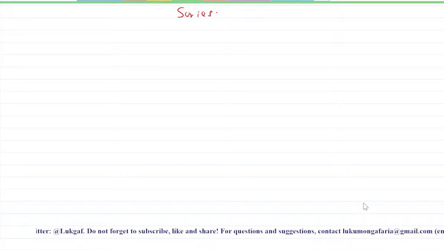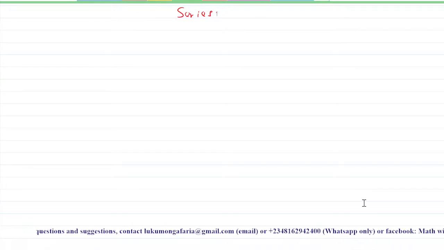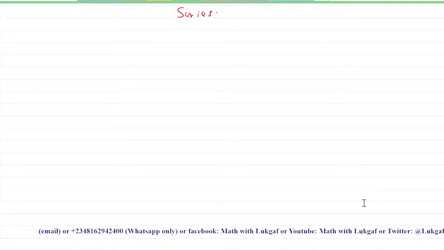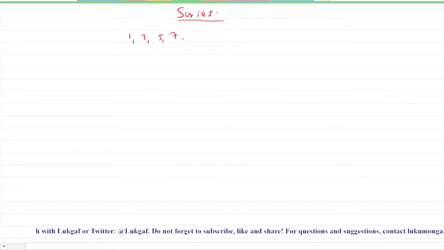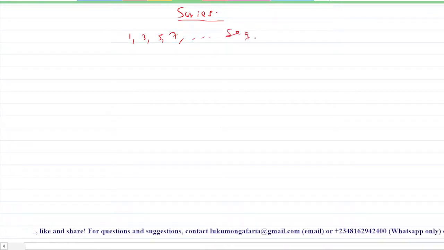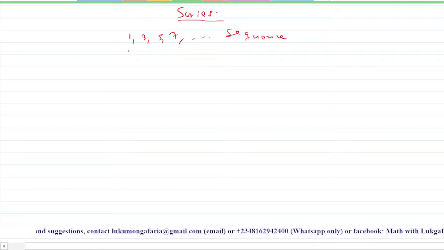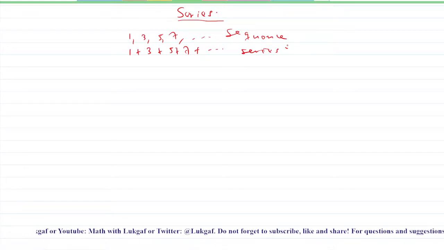When we say series of a sequence, it is when the terms of a sequence are added together. So when you add the terms together, the expression you obtain is what we know as series. In essence, series is the sum of a sequence. For example, if I have 1, 3, 5, 7, this is a sequence because it follows a particular order. So series will now be 1 plus 3 plus 5 plus 7 plus dot dot dot. So the addition of the terms of a sequence is what we call series.